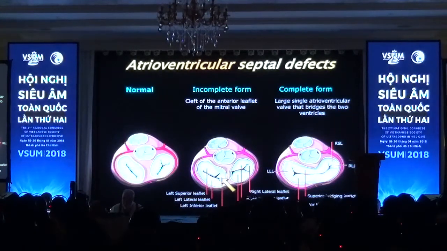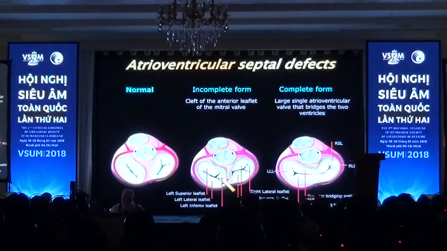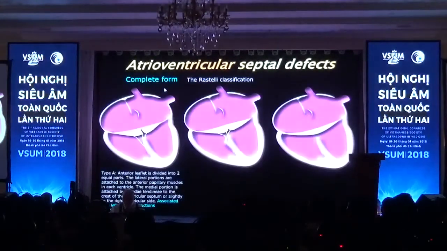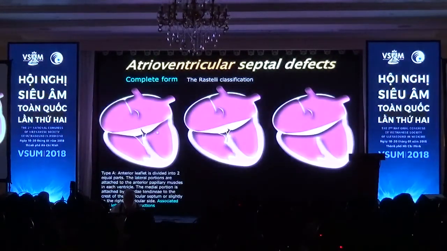Now, in the complete form, you have several leaflets, but 2 predominant leaflets. You have the superior bridging leaflet and the inferior bridging leaflet, which is over here. And so when you have diastole, the 2 leaflets will be away from each other, and you have a big open gap in the middle of the heart. So the complete form has been subdivided into an A, B, and C form. This is the Rastelli classification. In type A, you have an anterior leaflet that is divided in two equal parts.